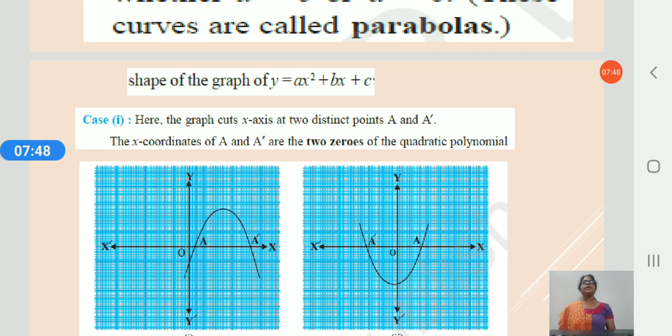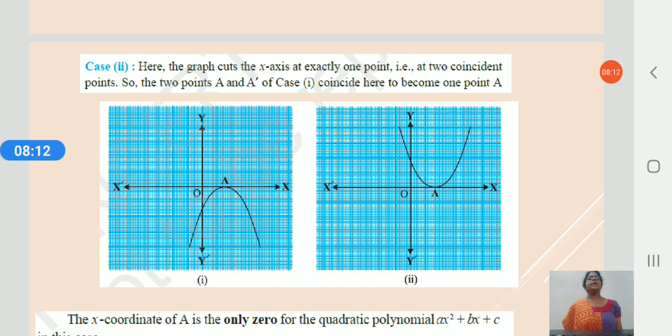In the first case, the graph cuts the x-axis at 2 distinct points. See the figure, open upward and open downward. Here the graph intersects the x-axis at 2 distinct points, a and a dash. That is, 2 different zeros will be there. This is the first case.